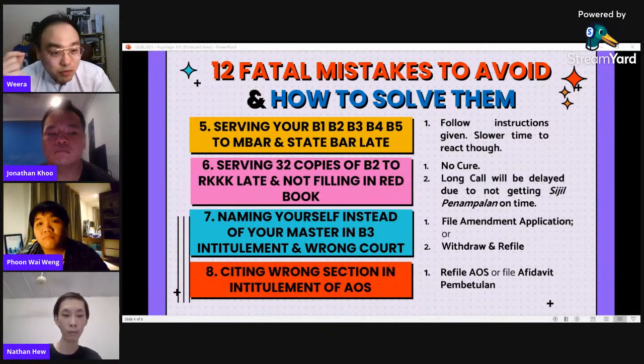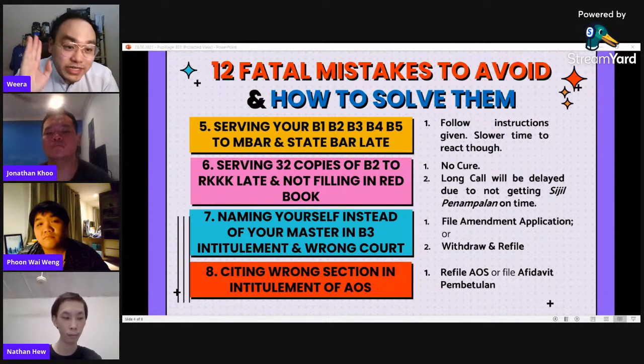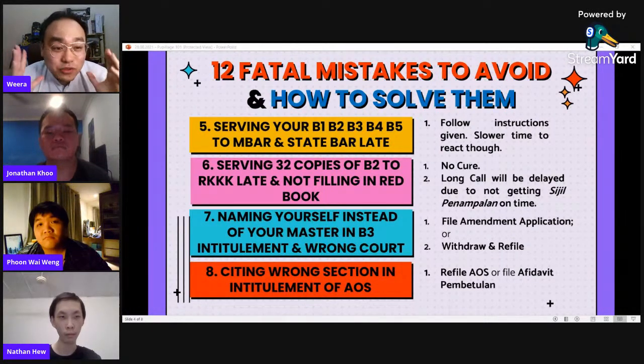The red book is usually the log book where pupils would have to fill in. Okay, so pupils outside of Klang Valley, Kelantan, Perak, Penang, Kedah, Terengganu, Perlis, wherever you are, you can courier them. Or if I were you, I would ask someone that I trust here in KL to serve these 32 copies for you within the same week when you filed your Borang 1 and 2. I repeat, when you file your Borang 2, on the same week, try to serve these 32 copies to RKKKL as soon as possible.